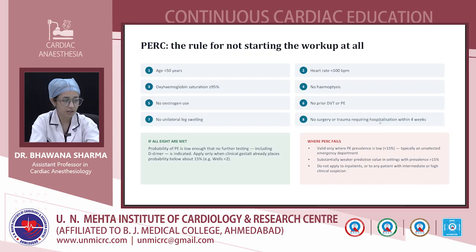Now the rule-out criteria for pulmonary embolism. If the age is less than 50 years, the oxygen saturation is more than 95%, there is no history of estrogen use, no unilateral leg swelling, heart rate is less than 100, no hemoptysis, no prior history of DVT or pulmonary embolism, and no surgery or trauma requiring hospitalization within the past 4 weeks. If all 8 are present, then the probability of pulmonary embolism is low enough that no further testing, including D-dimer, is indicated.